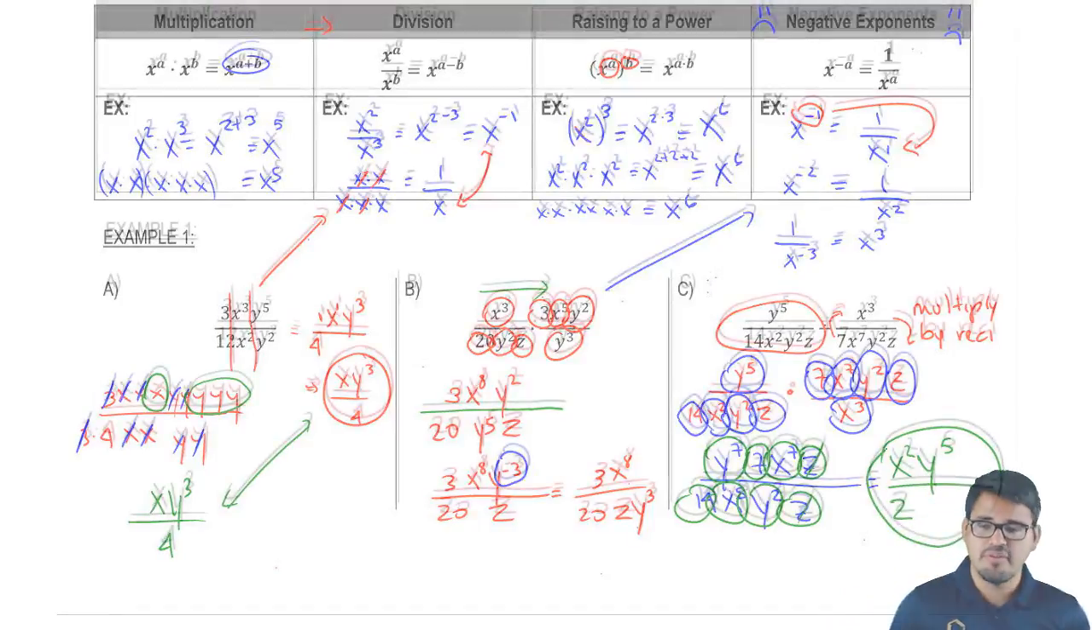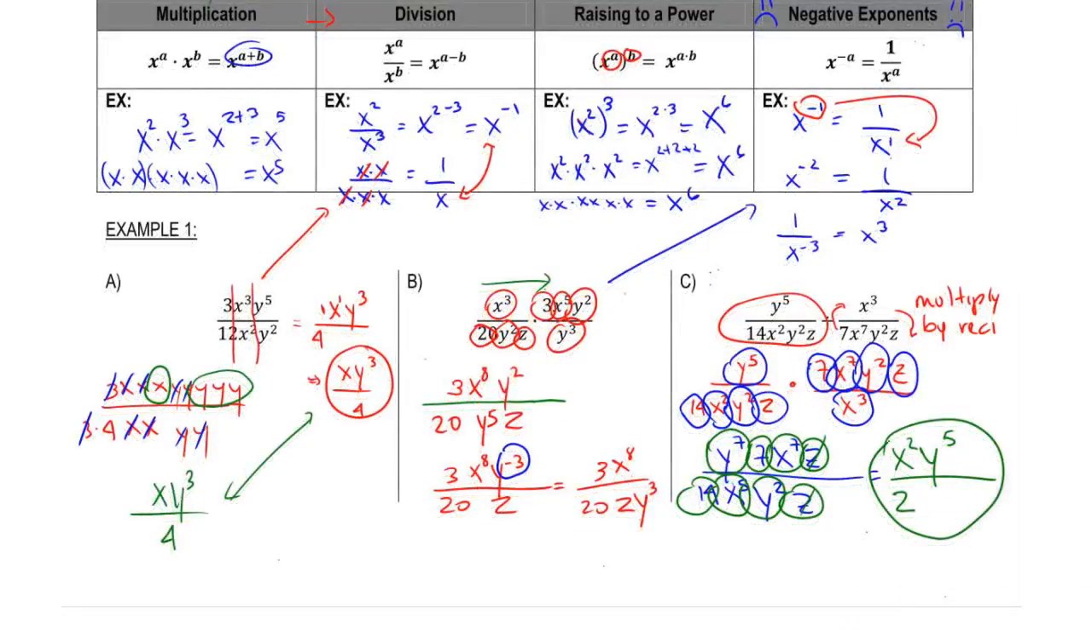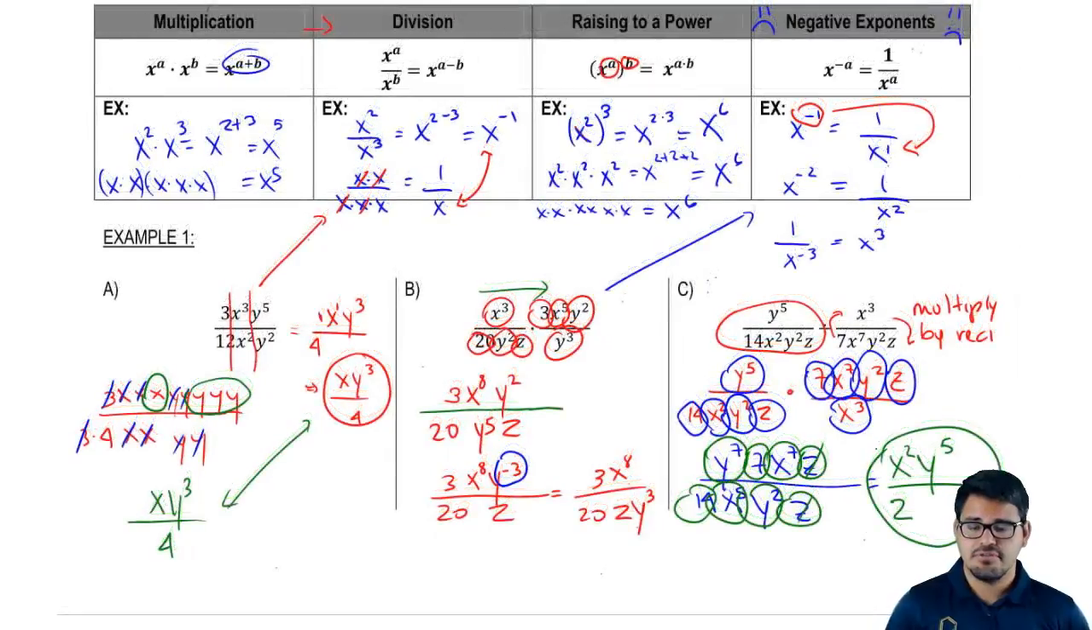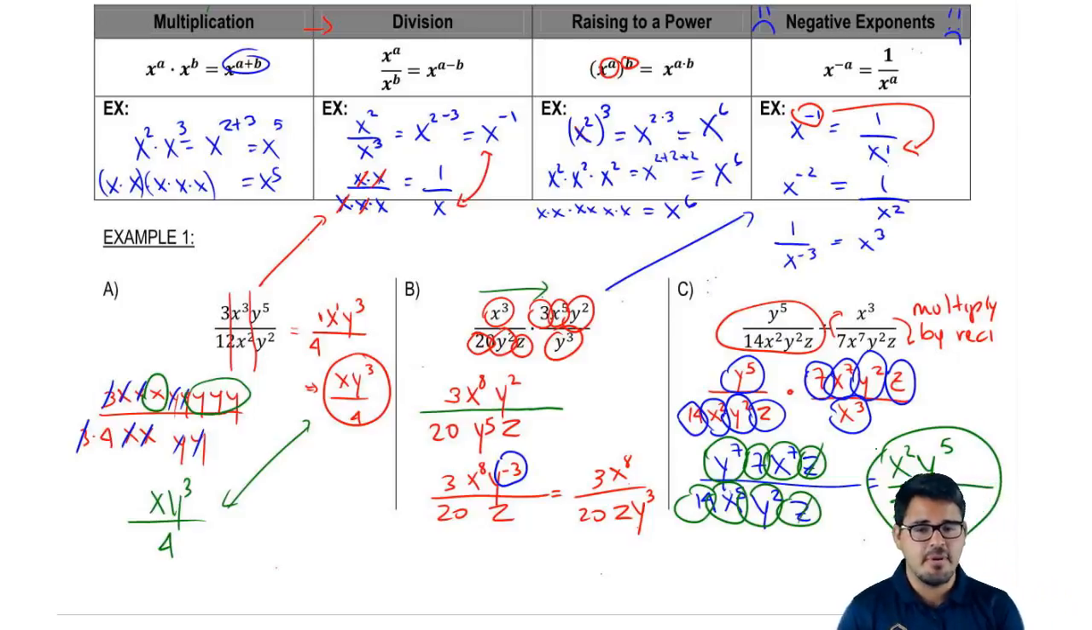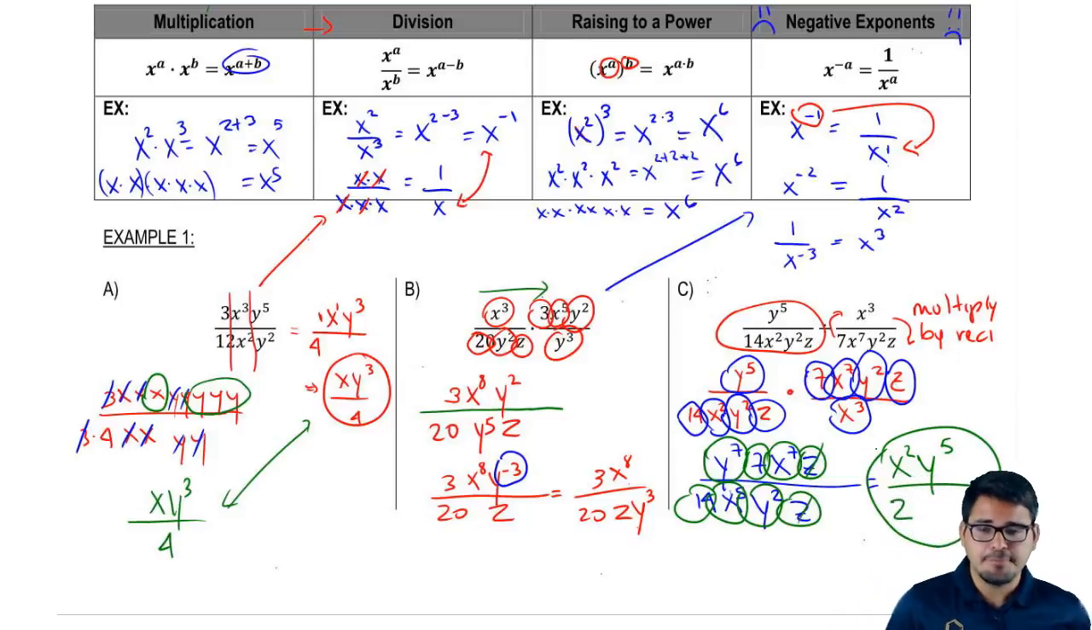Let me remove myself from there for a second so you can see that it's x squared y to the 5th over 2. So that completes our lecture for exponents, and now we're going to go into some examples of higher difficulty with exponents, so you can just get really good at it and finish it up with exponents. Now let's jump into the practice problems, and I'll see you next time.